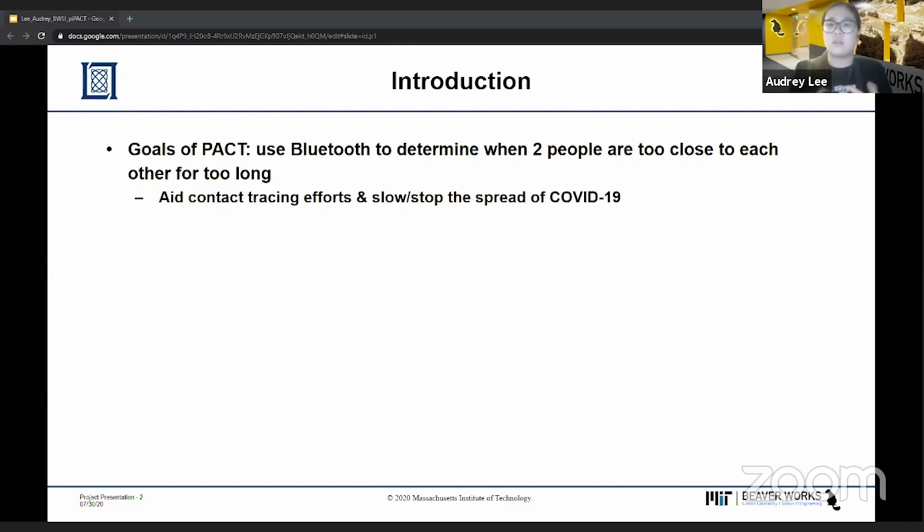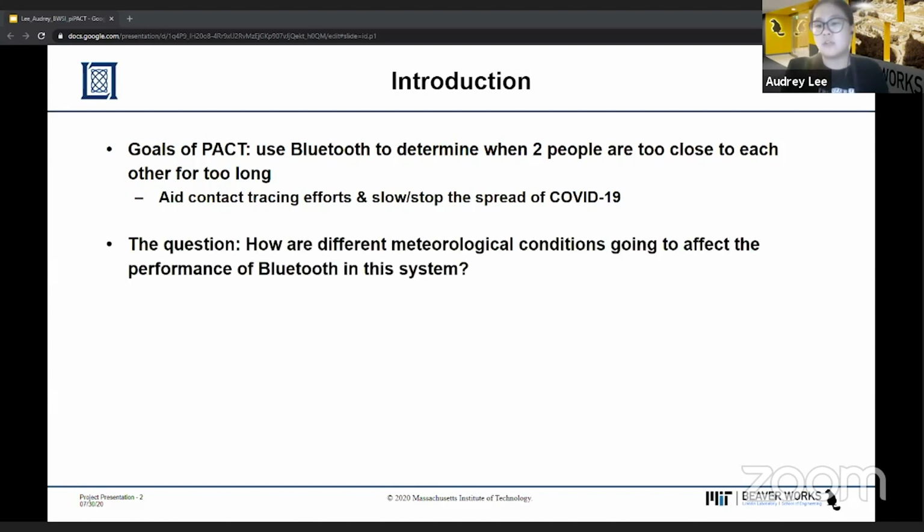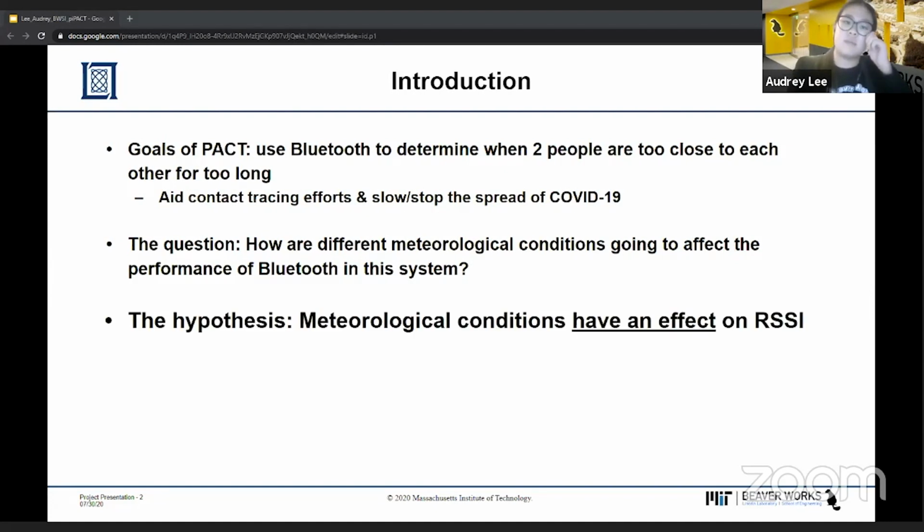However, I'm sure you can all come up with a lot of questions about the feasibility of this system. And the question that I asked was, how are different meteorological conditions going to affect the performance of Bluetooth in this system? Now, why did I pick this question to focus on? Well, when implemented, the PACT system is going to be used across the United States, and depending on how long COVID-19 lasts, likely throughout the year. The system will have to endure a variety of weather conditions, but we don't know yet if RSSI readings on, say, a hot and humid day are going to be consistent with readings on, say, a cold and dry day. Therefore, my hypothesis was that meteorological conditions have an effect on RSSI.